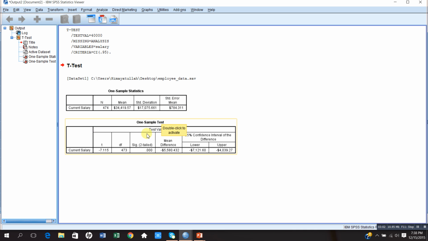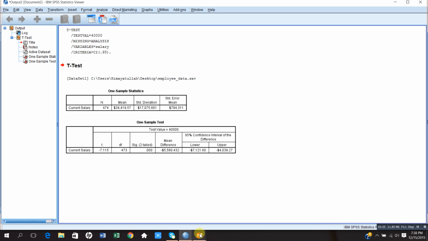This table gives us one sample t-test, and the current salary one sample t-test value is minus 7.115. This is the degrees of freedom. This is the p-value, and the p-value is less than the 5%, that is 0.05. So it means that we will reject null hypothesis.